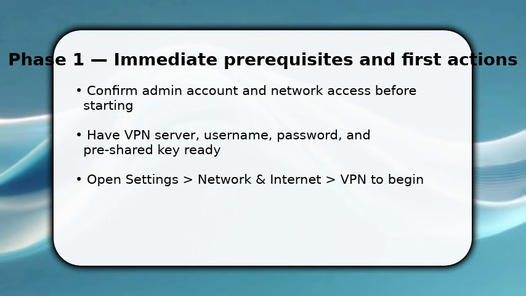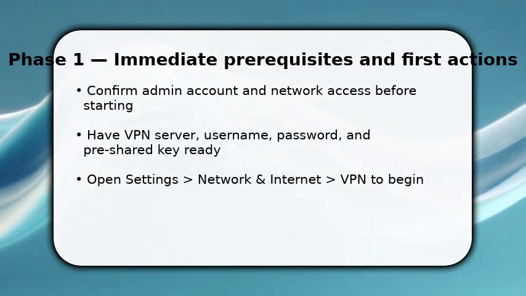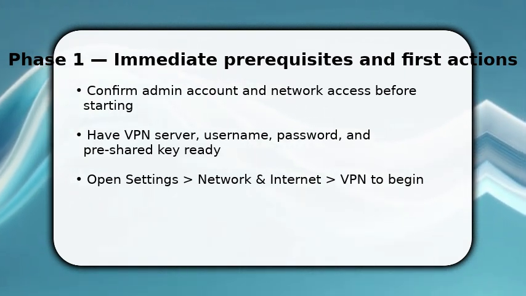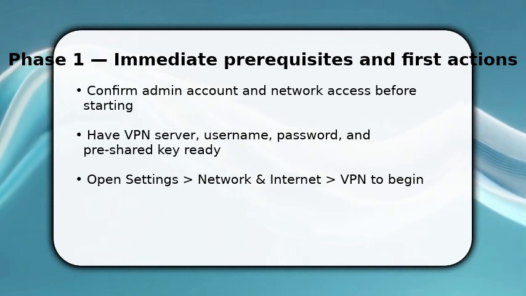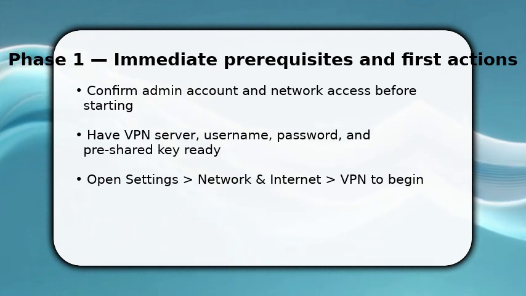You begin by confirming you have an administrator account and active internet. Once done, gather the VPN server address, username, password, and any pre-shared key. This saves time. Now open Settings, choose Network and Internet, then VPN. Click Add a VPN connection.